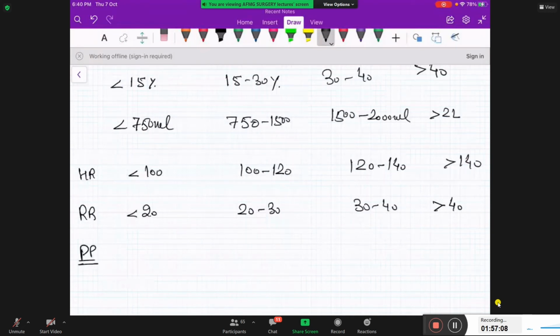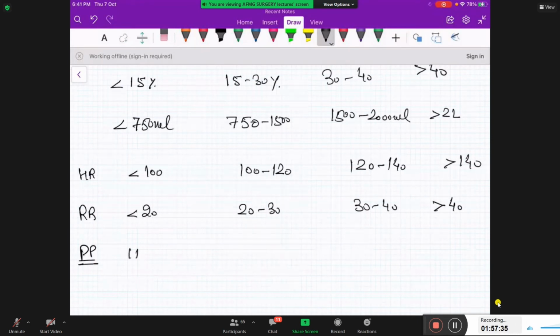Pulse pressure. What is pulse pressure? Pressure. Pulse pressure is the pressure. Yeah, got it. I thought volume. SBP minus... Systolic blood pressure minus diastolic blood pressure is pulse pressure. Systolic minus diastolic is pulse pressure.